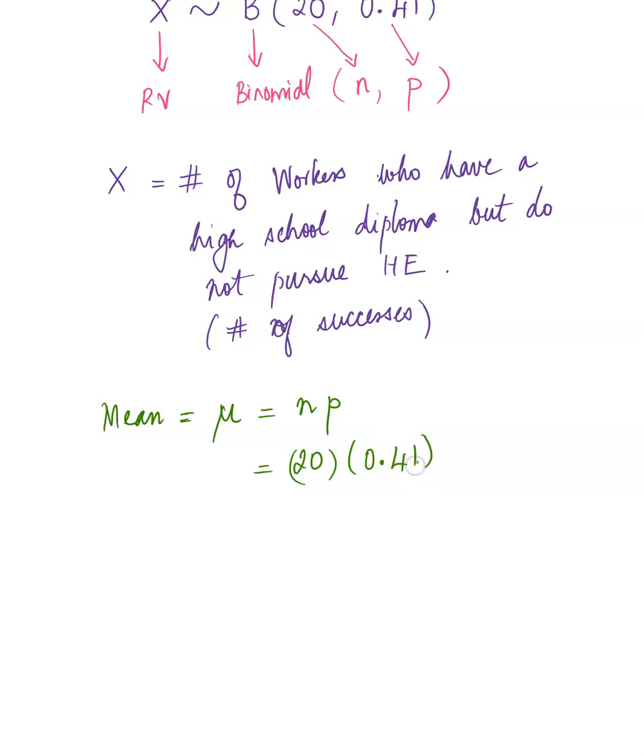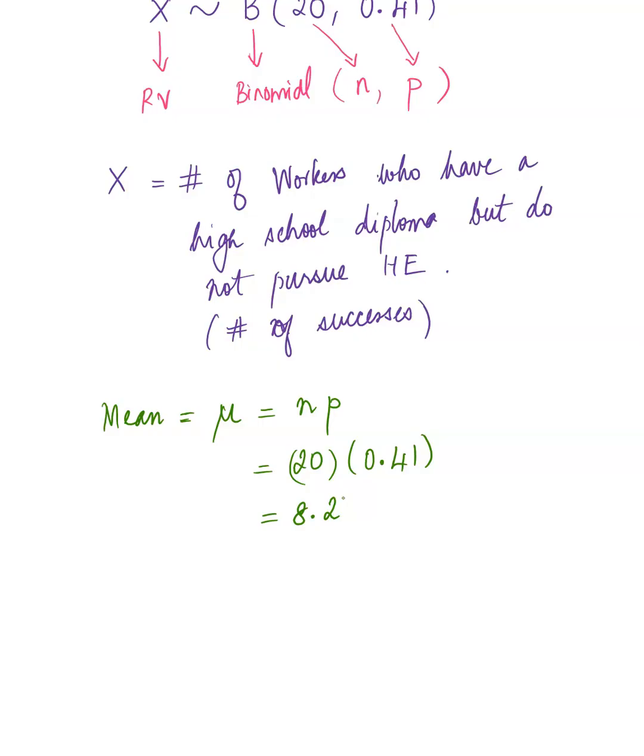So 20 times 0.41, that gives you 8.2. The mean is 8.2. So what this means is that in a group of 20 adult workers, on an average, there will be approximately 8.2. You can't have fractional persons, so we'll just round it down to 8. There will be an approximate 8 workers who have a high school diploma but do not pursue higher education.